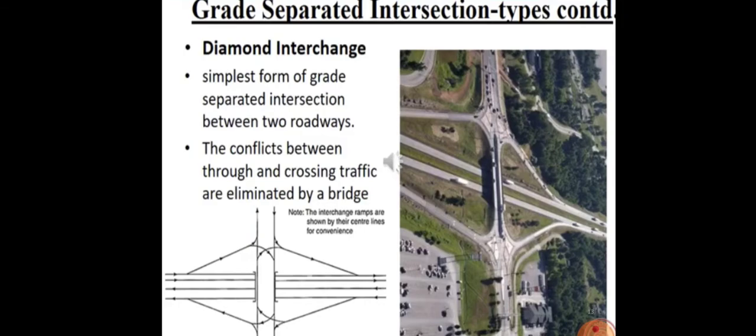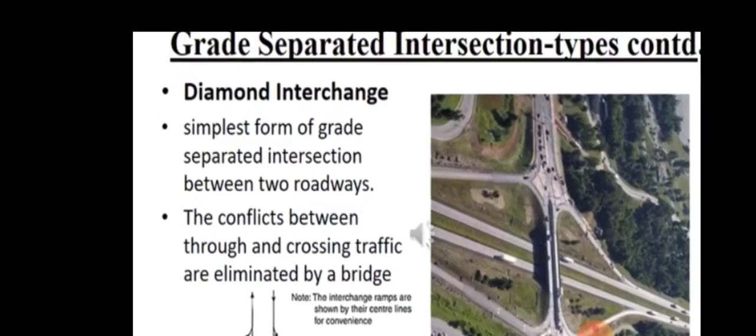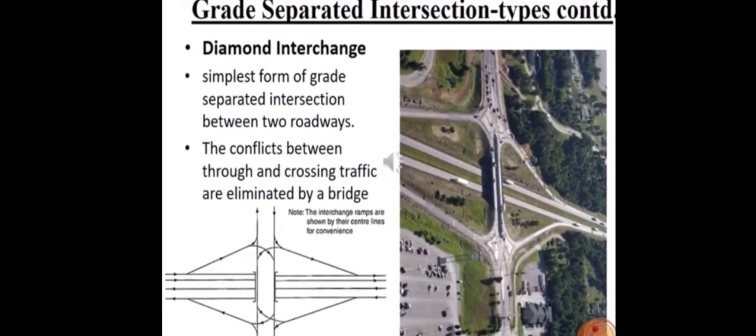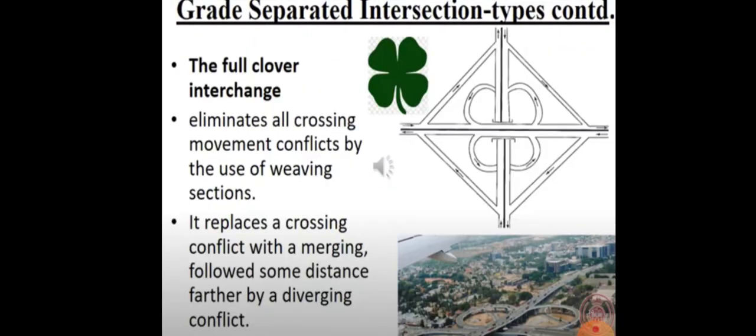These diamond interchanges are very effective, especially in areas where there is no heavy traffic, that is, where the traffic flow is very light. In such cases we can opt for the diamond interchange. The main feature is that it is used where a freeway will cross a minor road. So that is what we call a diamond interchange.